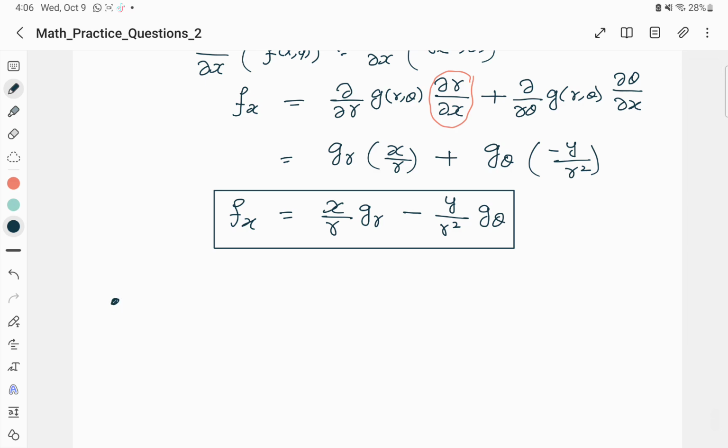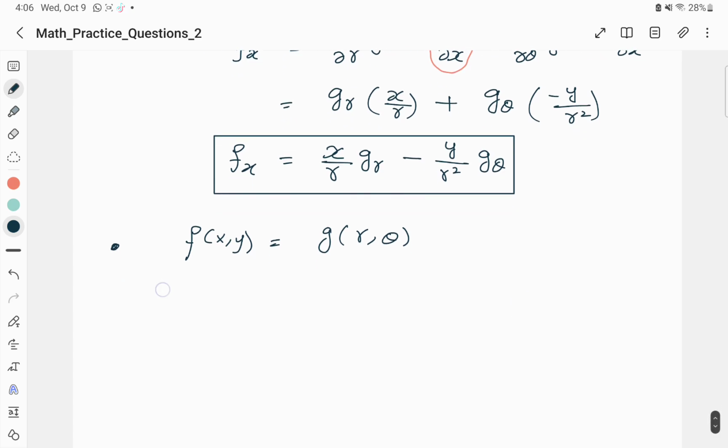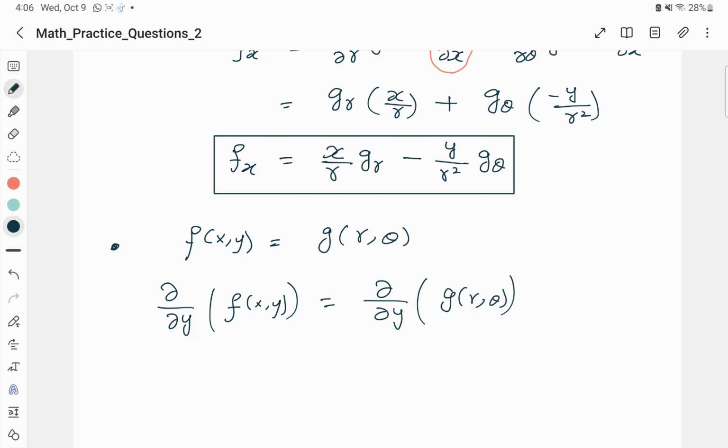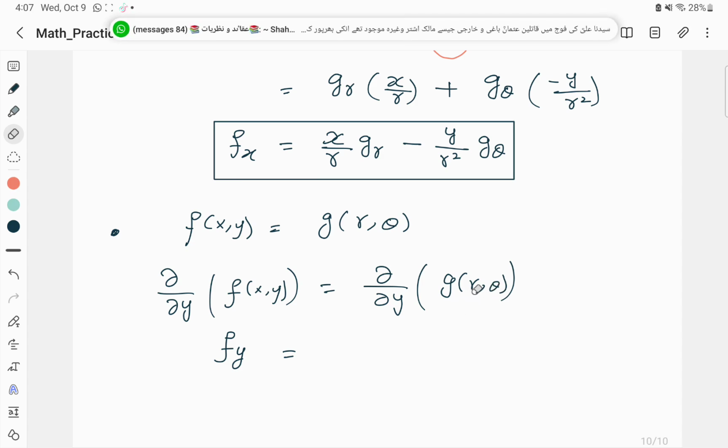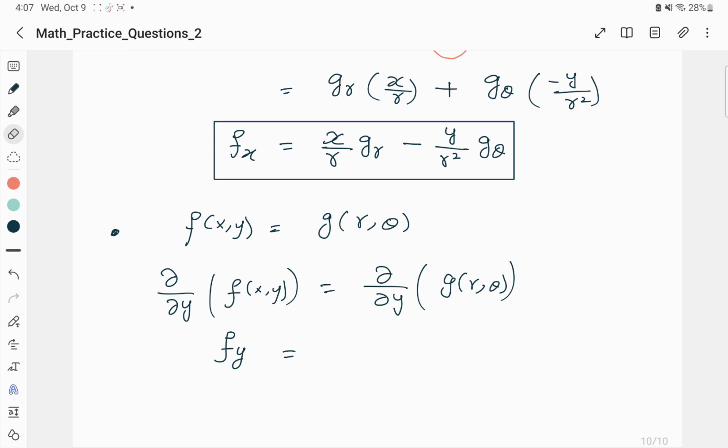Now let's go to the partial derivative of f with respect to y. So again we start with the given thing. We are given f(x, y) is equal to g(r, theta). So I apply the derivative with respect to y on both sides, and the derivative with respect to y on the right side as well. The left side can be written as f_y, that's just for convenience. On the right hand side we can notice that g is depending upon r and theta, although r and theta are depending on y as well, but they are not in the first side, so we apply the chain rule.